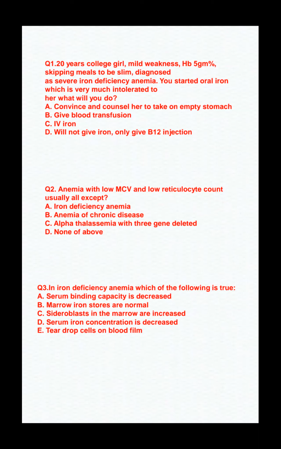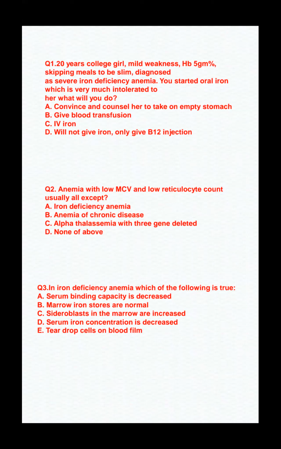A. Convince and counsel her to take it on an empty stomach. B. Give blood transfusion. C. IV iron. D. Will not give iron, only give vitamin B12 injection. With mild weakness and hemoglobin 5, diagnosed as severe iron deficiency anemia, ma'am, it's B.